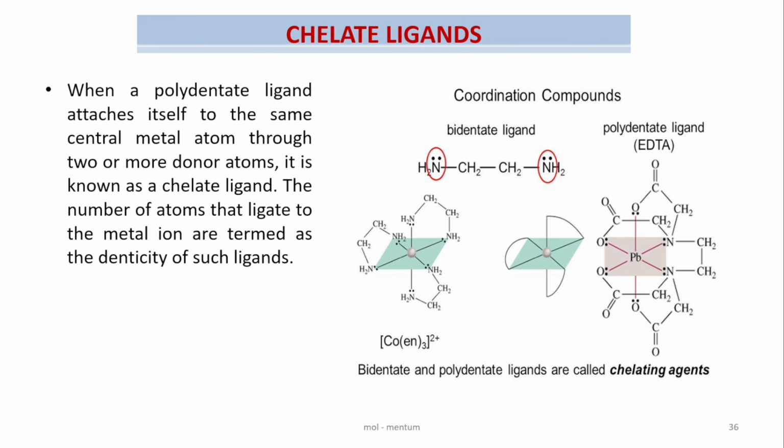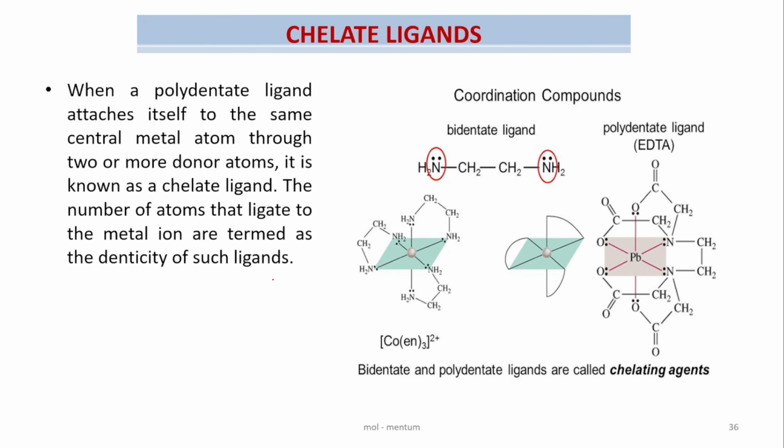Chelate ligands are the ligands which, when they make bonds with the central atom, make a sort of ring. That ring is called chelate, and these types of ligands are called chelating ligands. The process is called chelation. You can see these images. In this case, Co(en)3 means ethylene diamine three times. Each ligand is bidentate, three times, so it is making a sort of ring. One ring here, one ring this side, one ring this side.